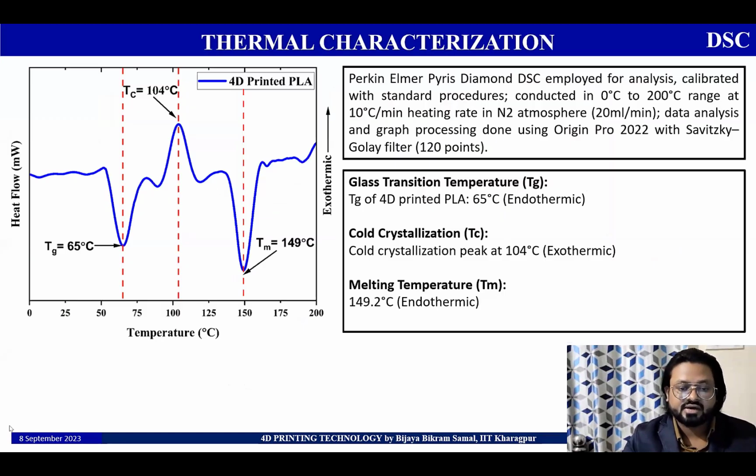Now coming to the thermal characterization. So in the thermal characterization, we have used differential scanning calorimetry to find out different temperature ranges. Here we have found there is an endothermic peak, the first peak. So that is the Tg, that is the glass transition temperature at around 65 degrees Celsius. Then we have got an exothermic peak, that is the crystallization peak at around 104 degrees Celsius. And we have again got an endothermic peak, that is for the melting temperature of the PLA based shape memory polymer.